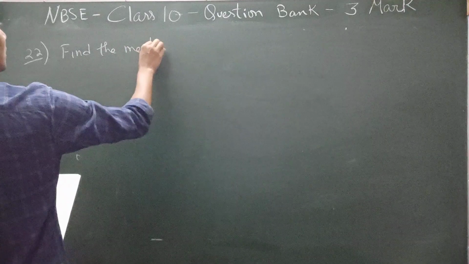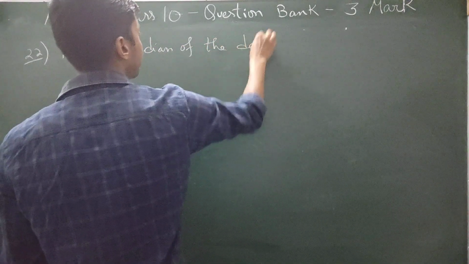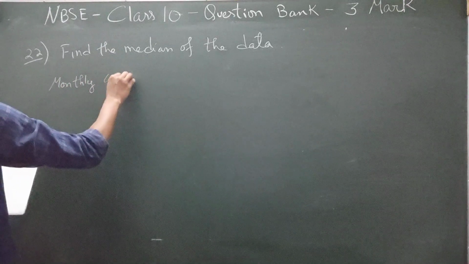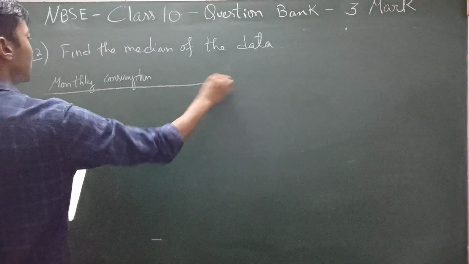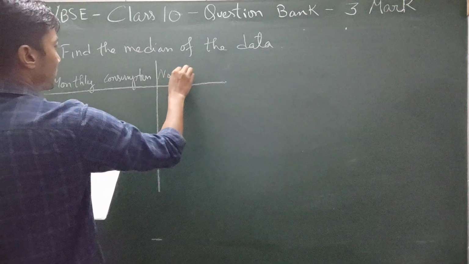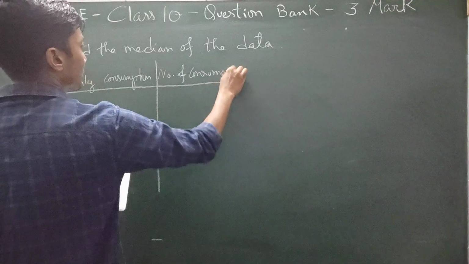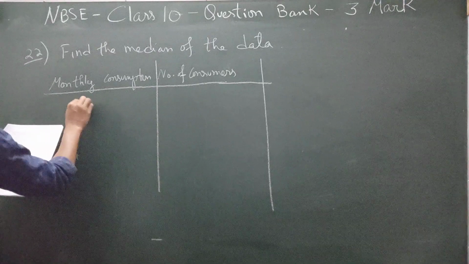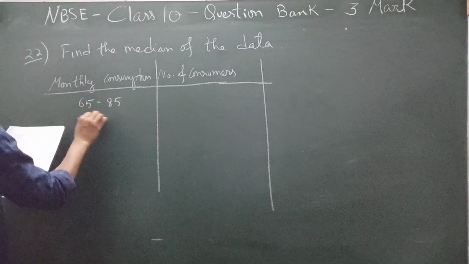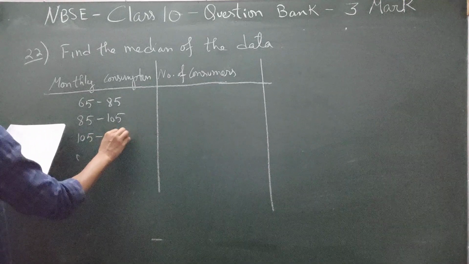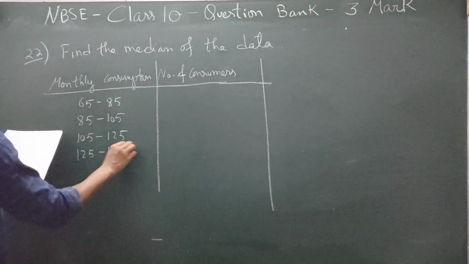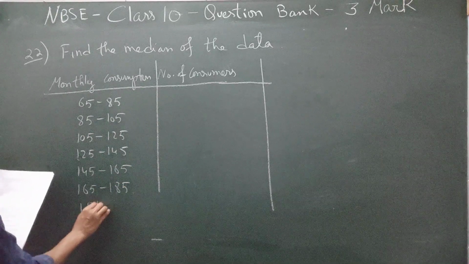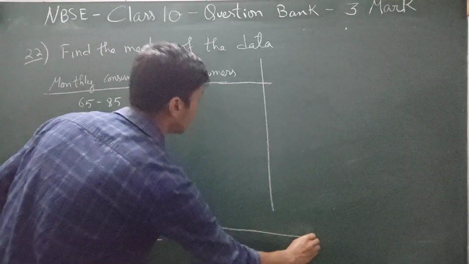Find the median of the data, and the data is given as monthly consumption and number of consumers. So it's like 65 to 85, 85 to 105, 105 to 125, 125 to 145, 145 to 165, 165 to 185, 185 to 205. This is the monthly consumption.